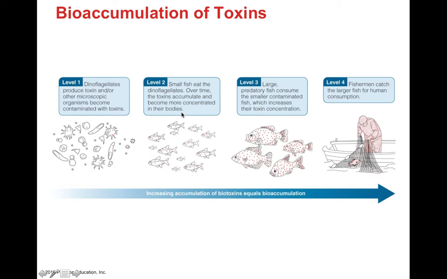But as small fish eat the dinoflagellates, the toxins accumulate in their bodies, and then larger fish consume the smaller fish. Eventually, the largest fish are going to get consumed by fishermen, and sold for human consumption, right? And in those fish, see how these dots are much more closely together, we will have bioaccumulated the toxins, namely the increasing accumulation of biotoxins after being consumed over many trophic levels.